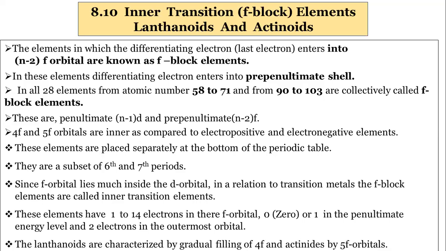So in case of these F block elements, the electron enters in the pre-penultimate shell, and this pre-penultimate shell is much inside than the last shell. That's why these elements are also called as inner transition elements. The word inner is used because, in transition elements, the electron enters in the penultimate shell. But in case of these F block elements, the electron enters in the pre-penultimate shell. That's why these elements are also called as inner transition elements.